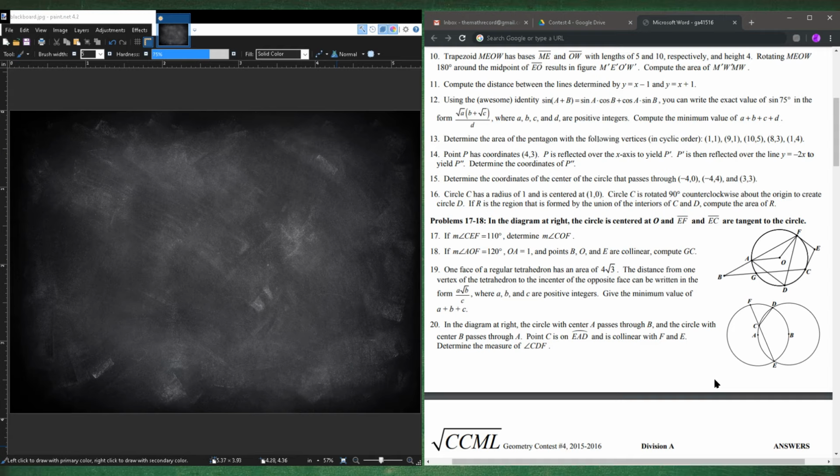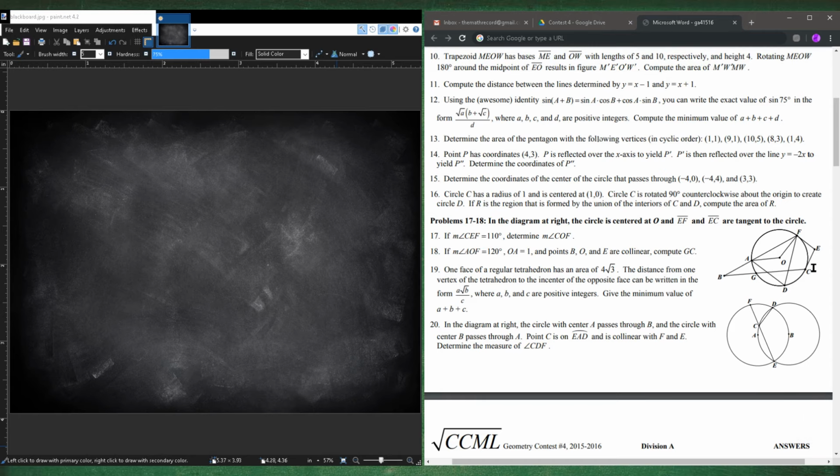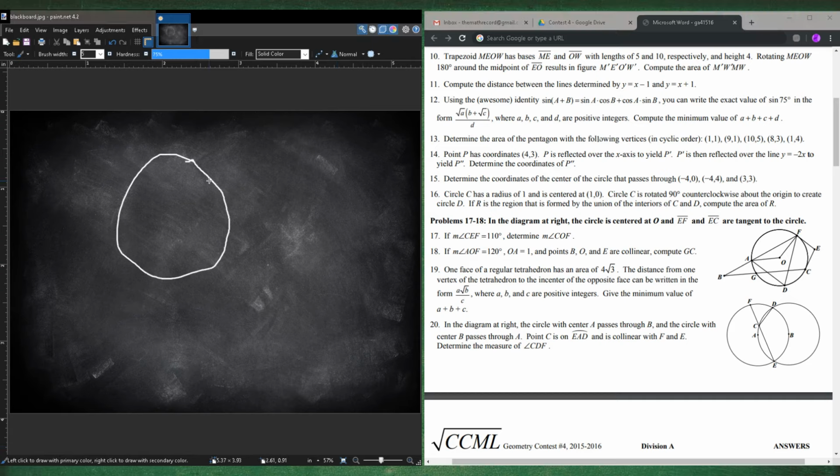Problem 17 to 18 in the diagram to the right. The circle is centered at O, and EF and EC are tangent to the circle, okay? So if the angle CEF is 110, determine COF. So basically this is just an inscribed circle, so kind of ignore all the lines except that.